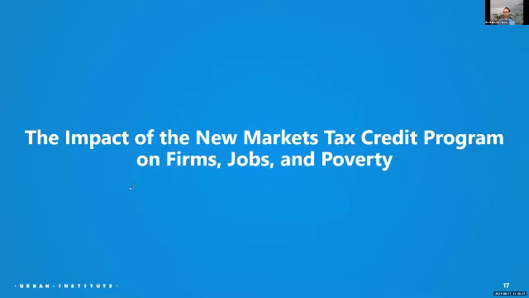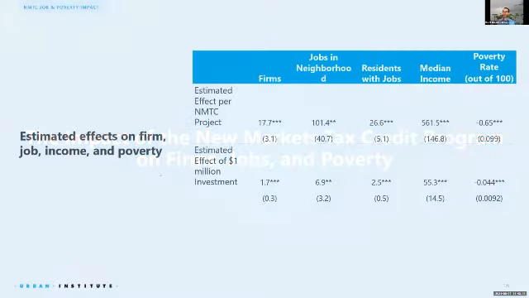So a few metrics and measures that we're going to report on here: firms, jobs, and poverty. So what's the high level takeaway? Some pretty big effects, some question marks about them, and some of them are really quite sizable. So the first one is effect on firm creation.